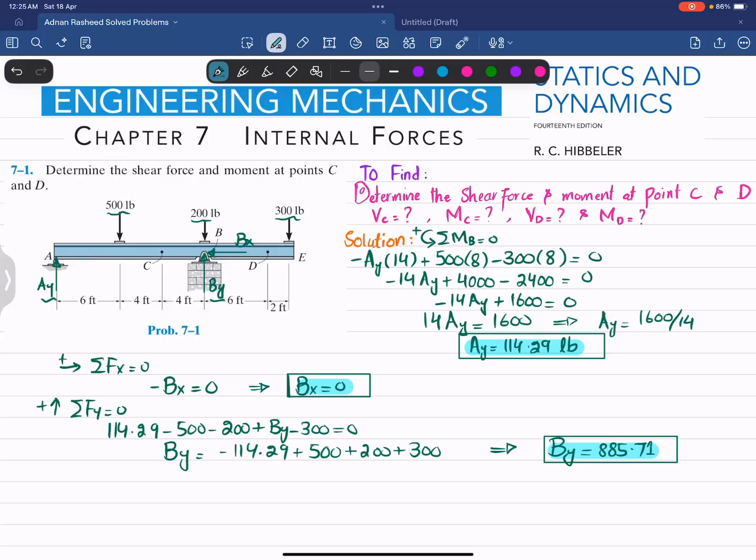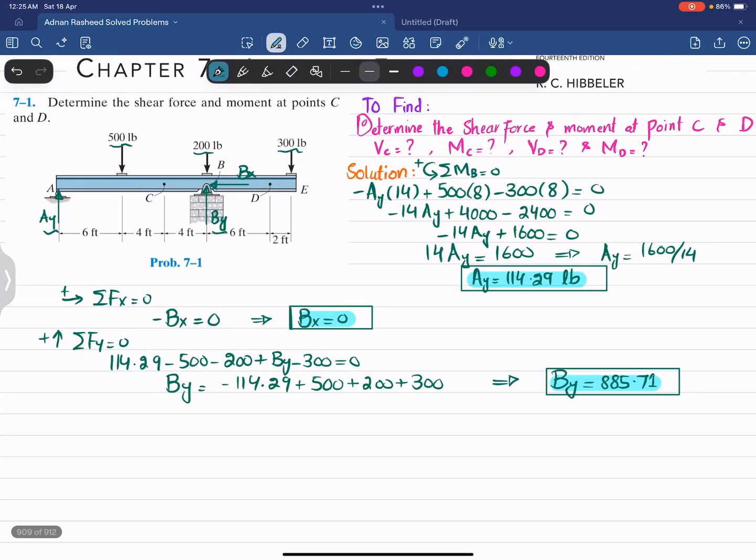So what we are going to do is that first we will find the internal shear force and moment at point C. So for that we will cut the beam at point C, and we will draw the free body diagram. So for segment AC, free body diagram will be, if I draw this beam like this, so this is your point A where you have only Ay, which is how much?